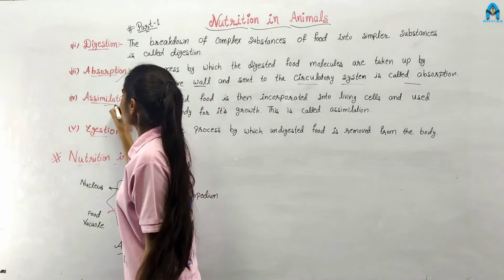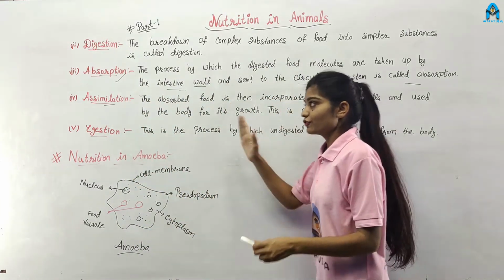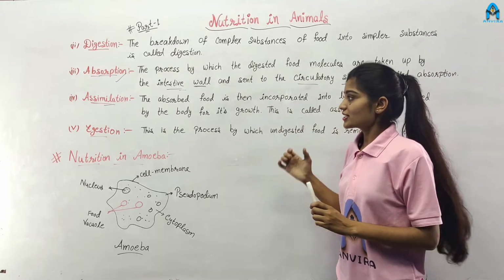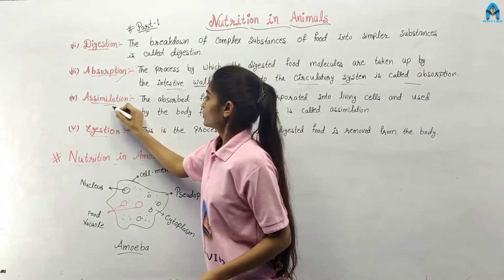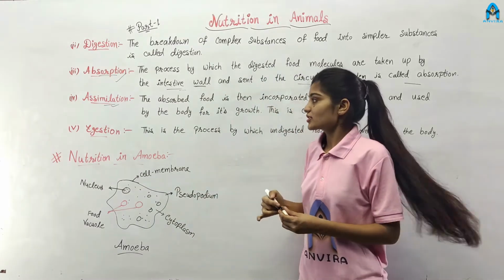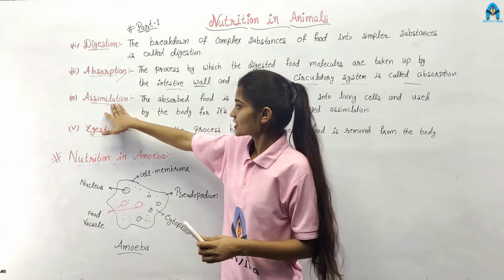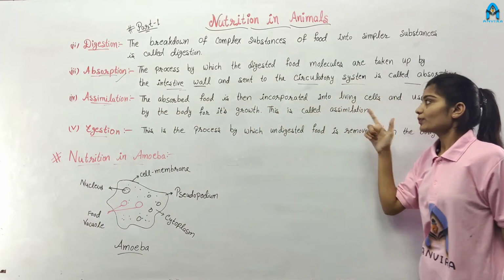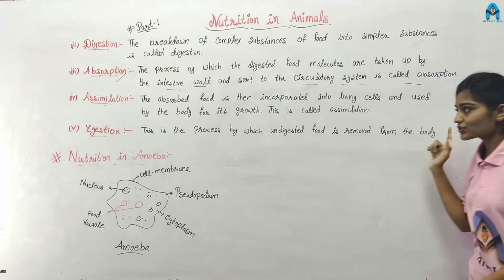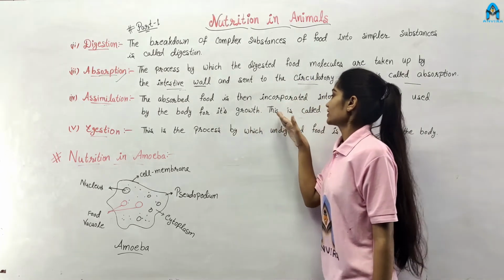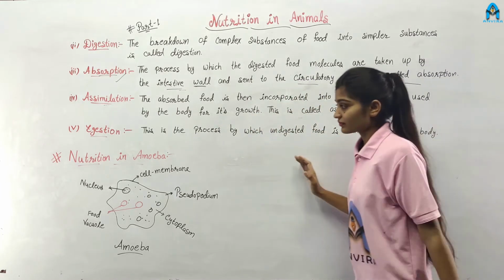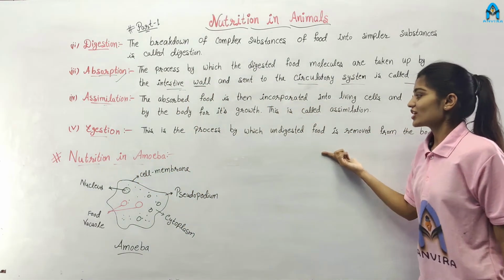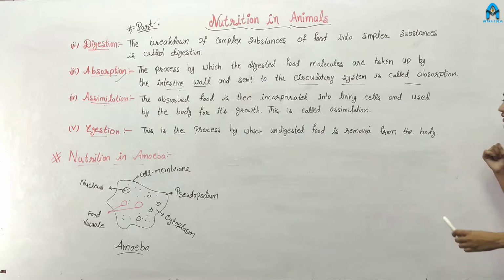And the fourth one is assimilation. Now the food is transported to all our body cells, and our body cells use this absorbed food for many processes, and this process is known as assimilation. The absorbed food is then incorporated into living cells and used by the body for its growth. This is called assimilation. And the last one is egestion. This is the process by which undigested food is removed from the body.